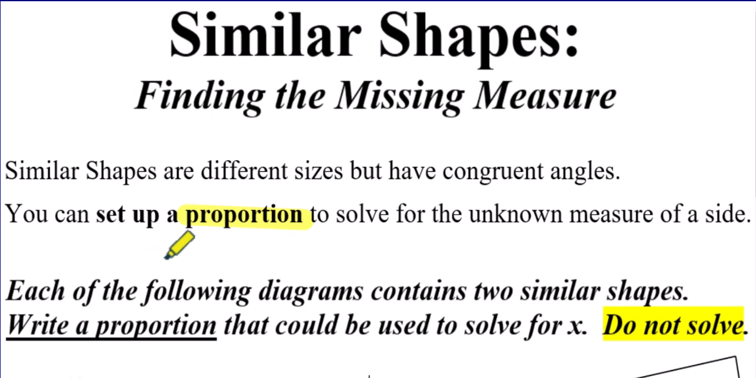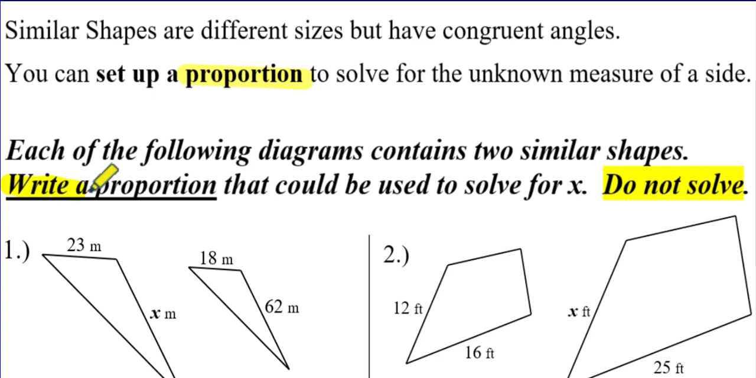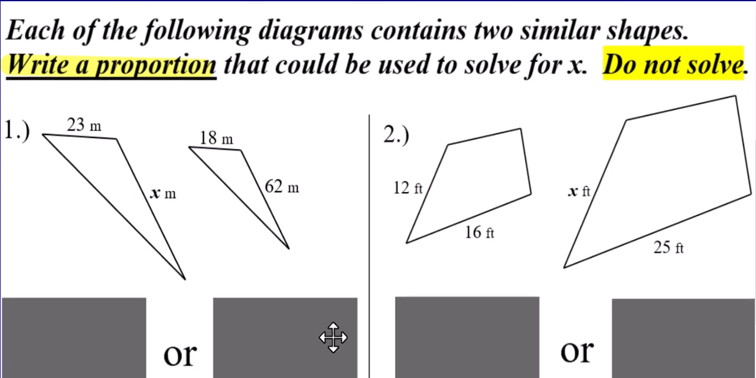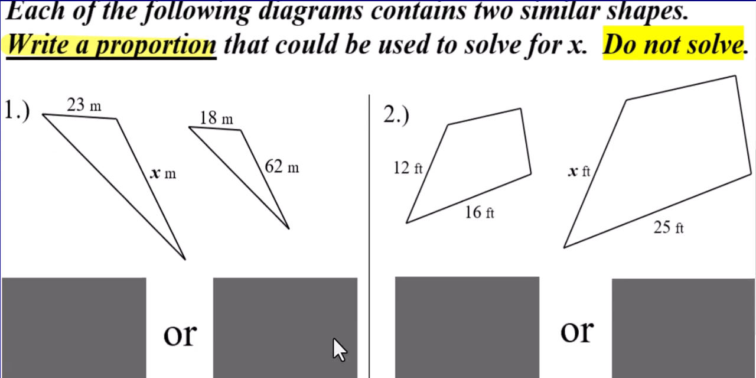The directions say each of the following diagrams contain two similar shapes. Write a proportion that could be used to solve for x, and do not actually solve it, because I just want to introduce you to the idea of setting up a proportion, two fractions set up the same way. This is meant to be really, really easy. If you make one of your fractions come from the measurements of the first shape, and then make your other fraction come from the measurements of the second shape, then this is going to be really easy. Let me show you what I mean.